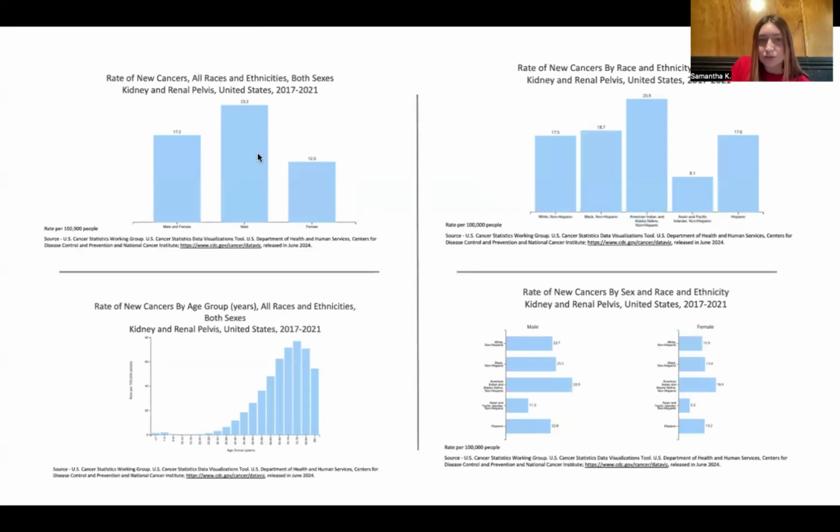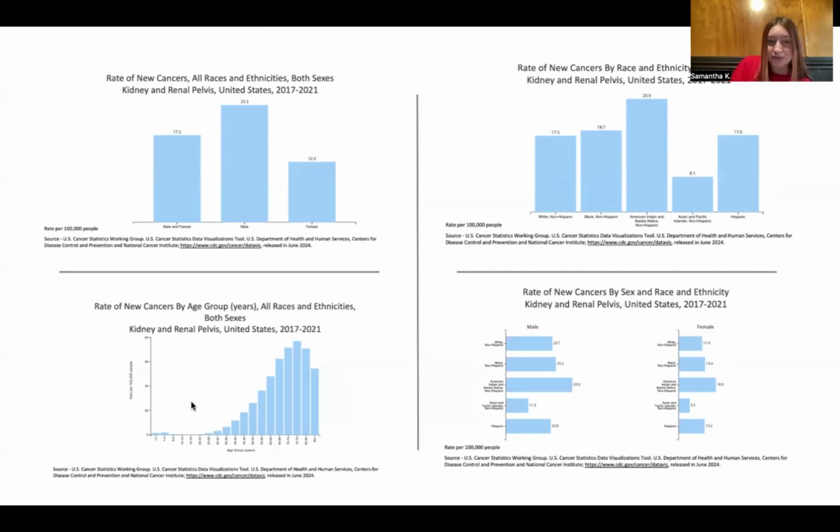This graph shows you the rate of kidney cancer based on sex. It's more common in males versus females, with a rate of 23.3 versus 12 per 100,000. And this is based on race and ethnicity. As you can see, the highest rates are among Native American and Alaskan populations, and the lowest rates are among Asian and Pacific Islander populations.